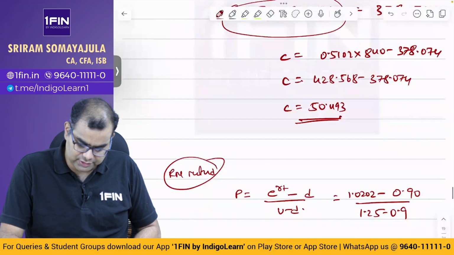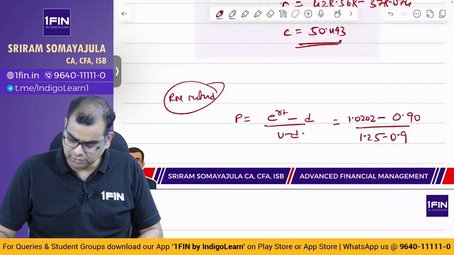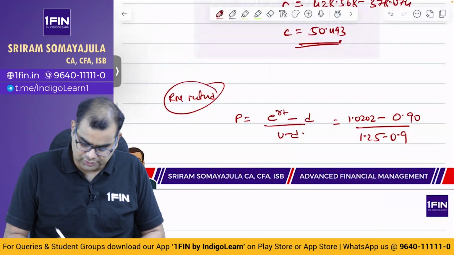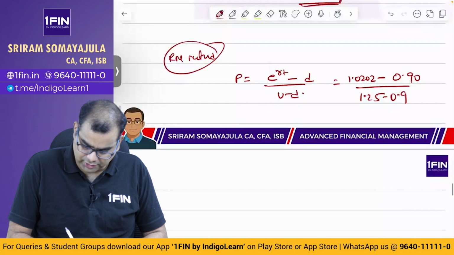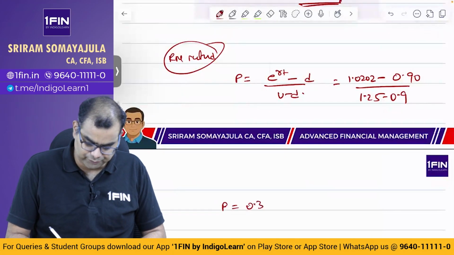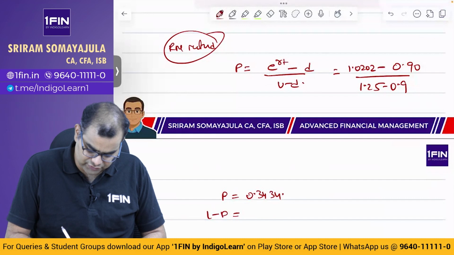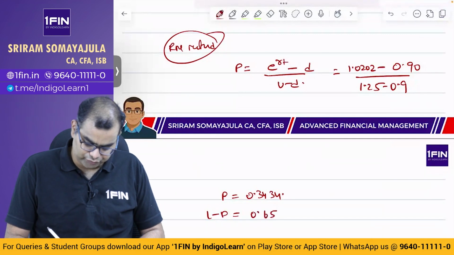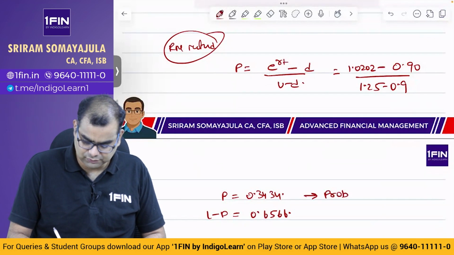So what you get is 1.0202 minus 0.9 divided by 0.35. You get the probability as 0.3434. So 1 minus p is equal to 0.6566. This is the probability of an up move, and this is the probability of a down move.